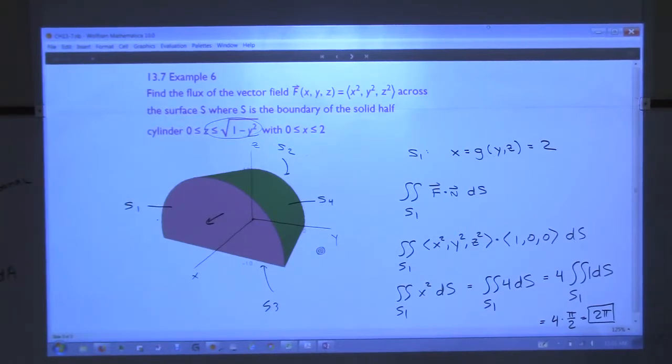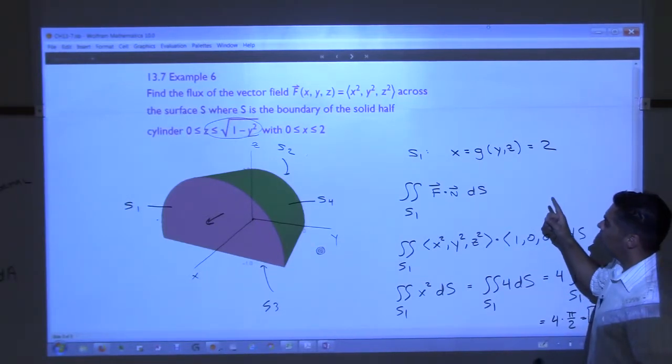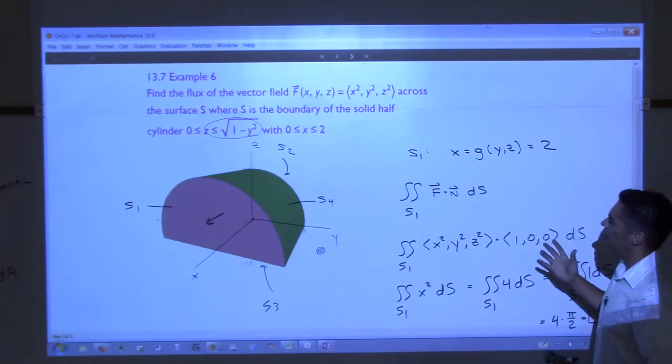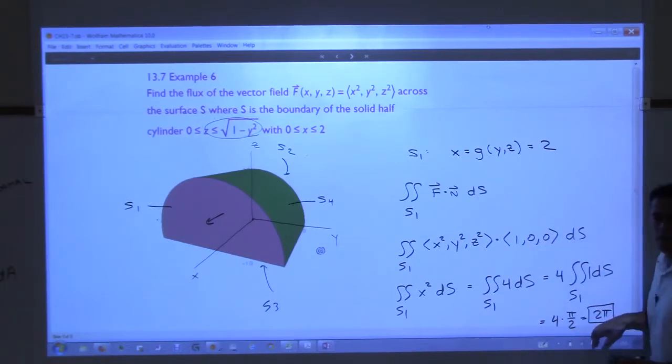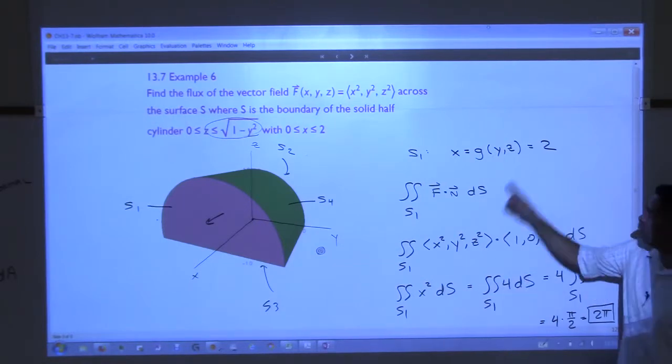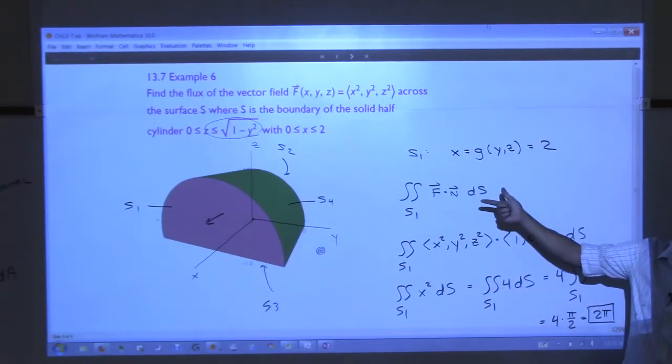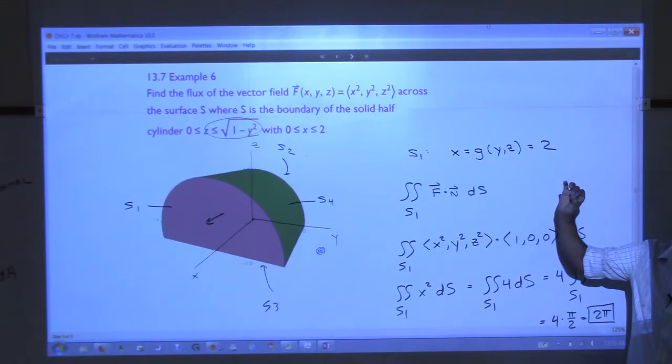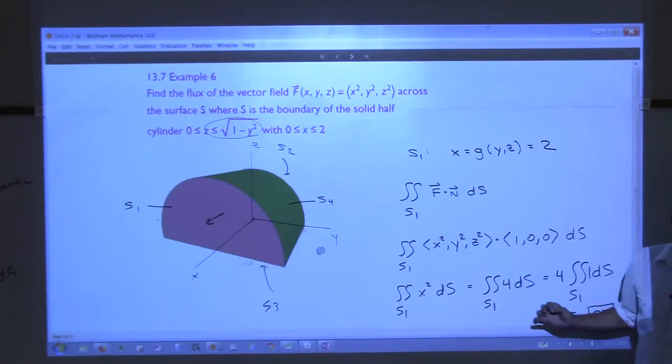All right. Question? For S2, would it be the same thing, just in the negative direction? For S2, well, kind of, but we're not going to get negative 2 pi, though. Let's do it, okay? Remember how we got 4 here? Because x was 2. When we move to S2, what's x? 0. So it's actually going to zero the integral out.